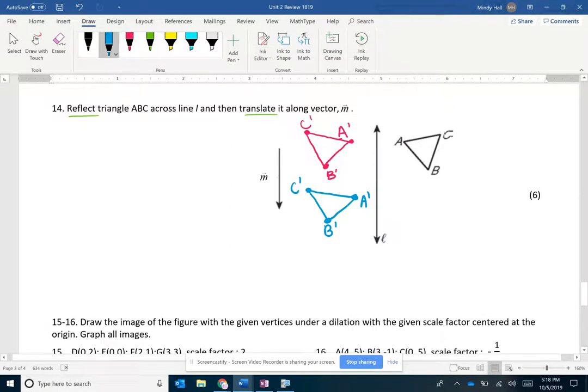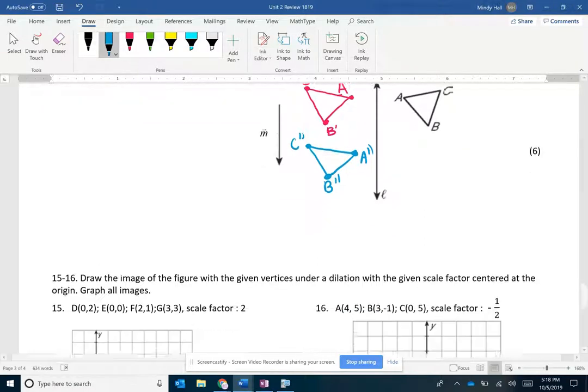Oops, and I almost messed up my labels. Y'all didn't catch me, or did you? But there is a double prime for all of that second translation or transformation.